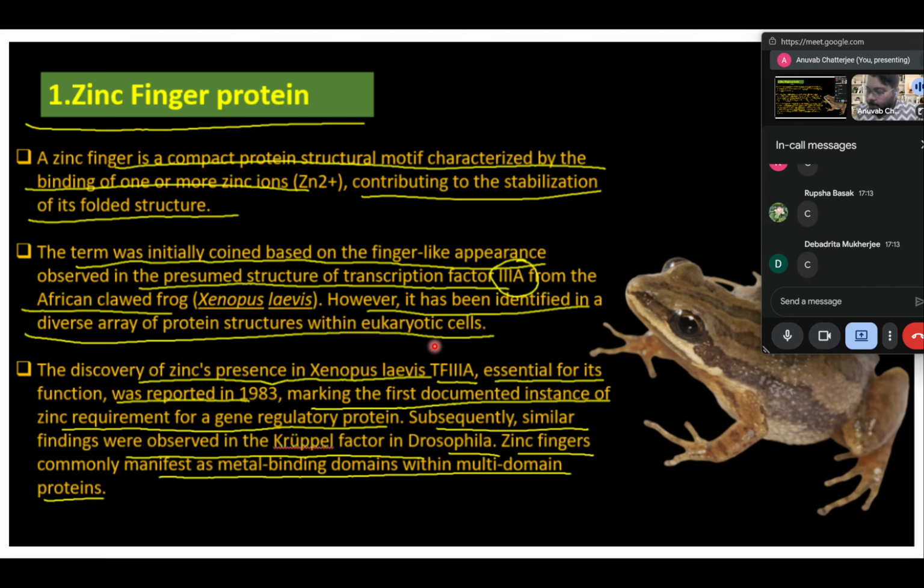So it is a part of the protein that can fold independently of the other parts of the protein. And for that, it requires zinc, a divalent cation, and it forms finger-like projections. But we'll see how the protein looks.